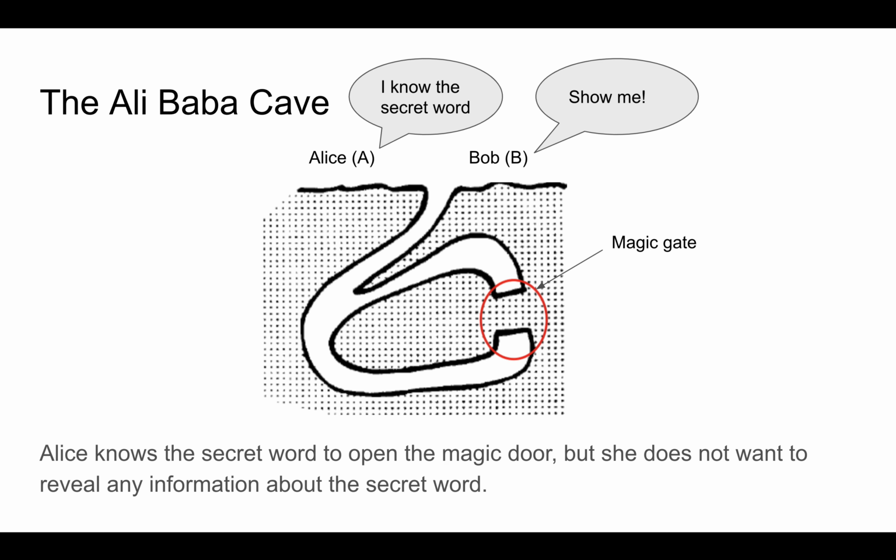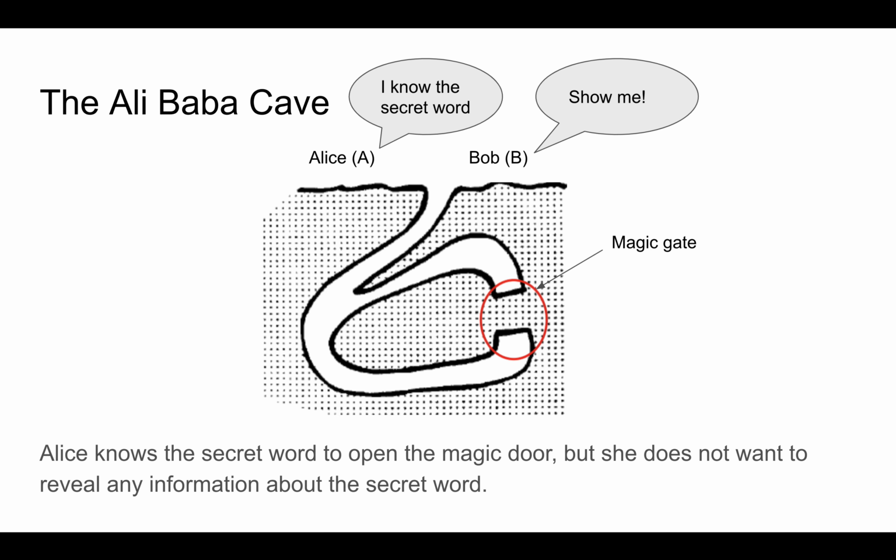The most trivial way to prove that is just to immediately tell the secret word of the magic gate to Bob. However, Alice wants to keep it secret and does not want to reveal any information about the secret word to Bob. So the question becomes: how can Alice convince Bob that she knows the secret word, but without revealing any information about the secret word?